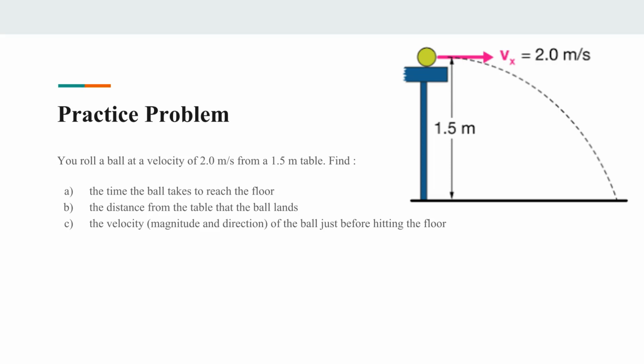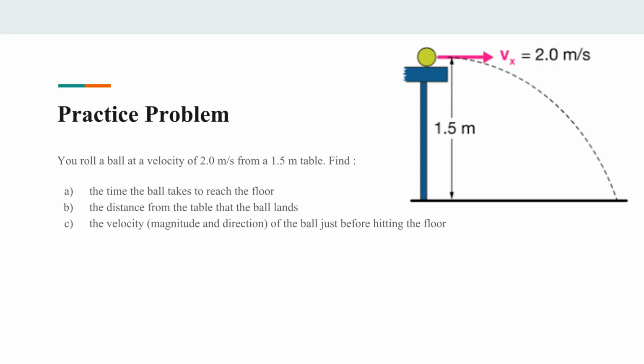You roll a ball at a velocity of 2 meters per second from a 1.5 meter table. Find A, the time the ball takes to reach the floor, B, the distance from the table that the ball lands, and C, the velocity, magnitude, and direction of the ball just before hitting the floor.